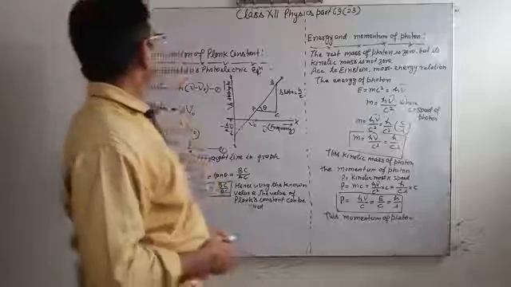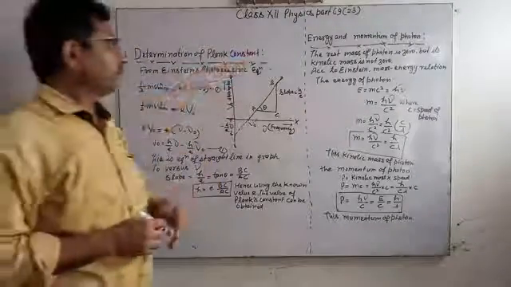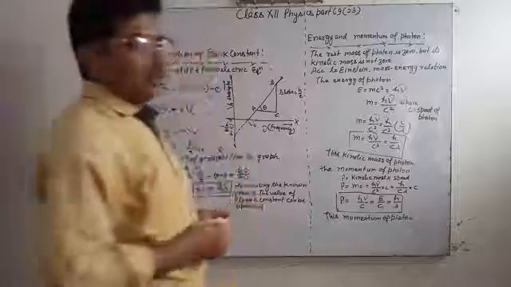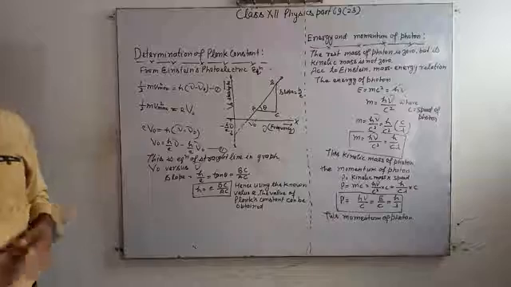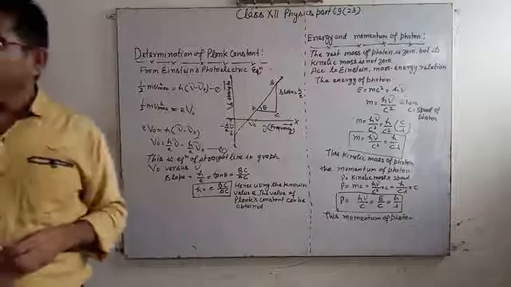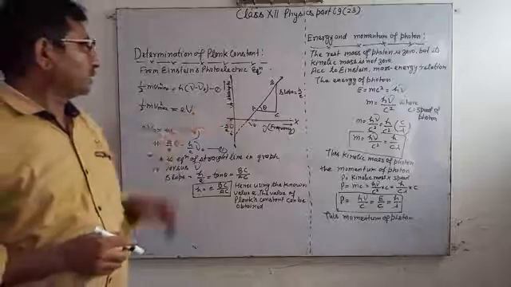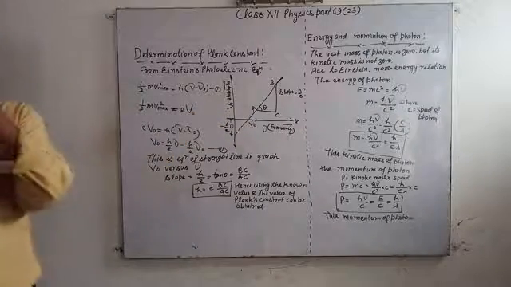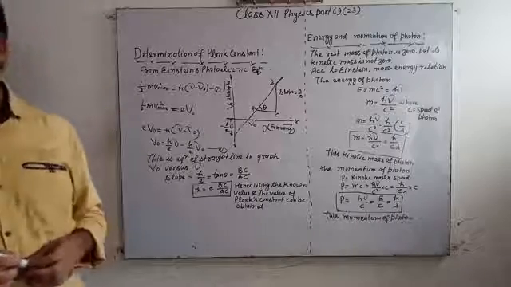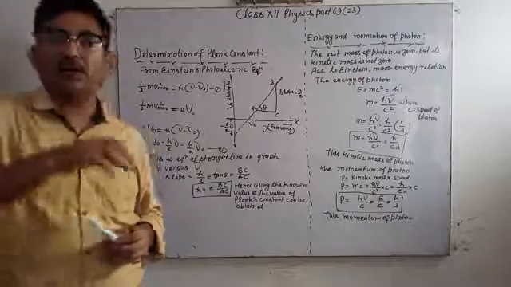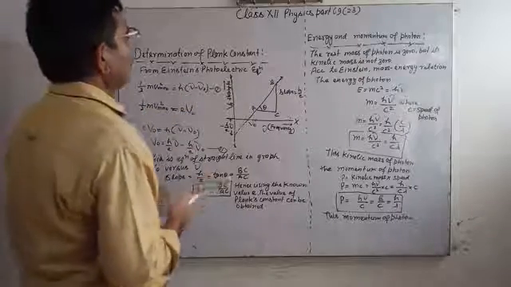I am going to discuss determination of Planck constant. Millikan plotted a graph between the stopping potential V naught and frequency of light incident on photosensitive materials such as alkaline metals.